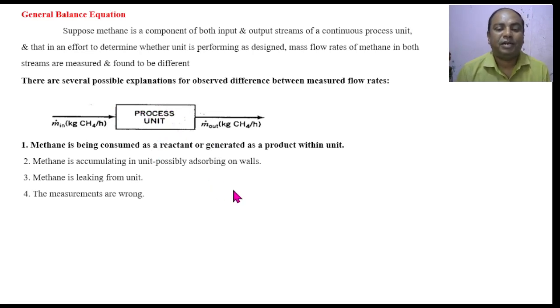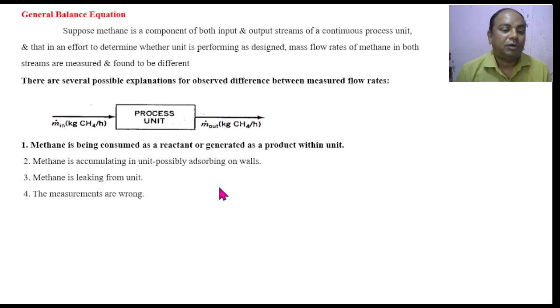Sometimes this happens that whenever we are making the material balance calculation on the process unit, we may go wrong. So there may be some error, there may be some mistake that we make while doing the material balance calculation, and that also we cannot rule out. So all these four reasons we take into consideration for why the output is more or less as compared to the input.